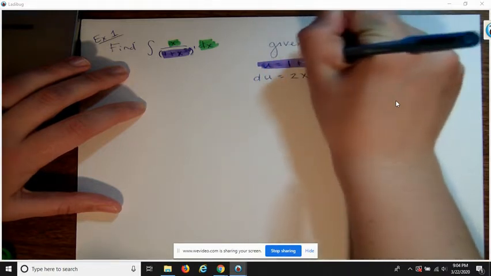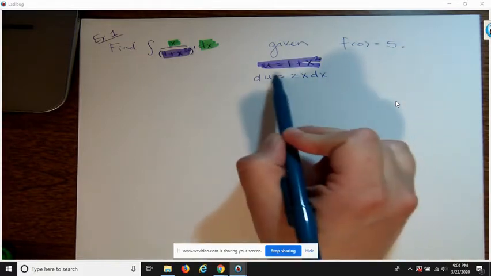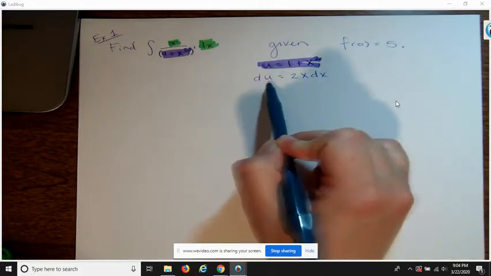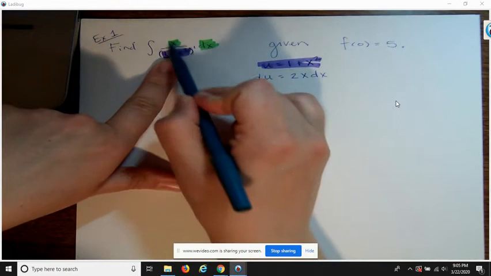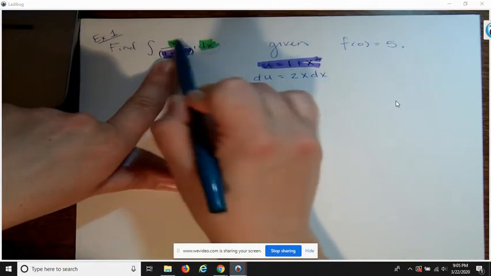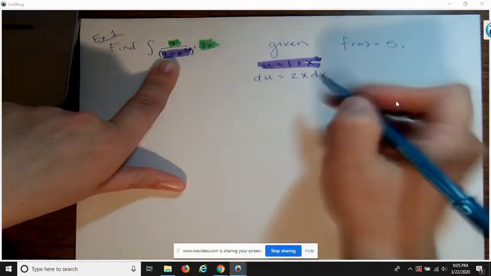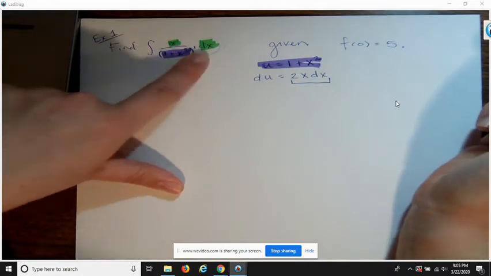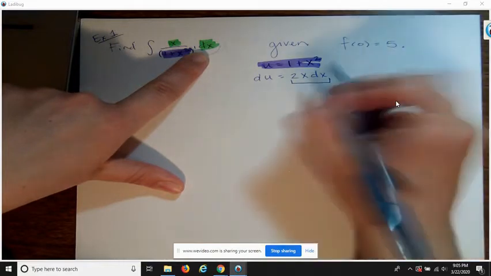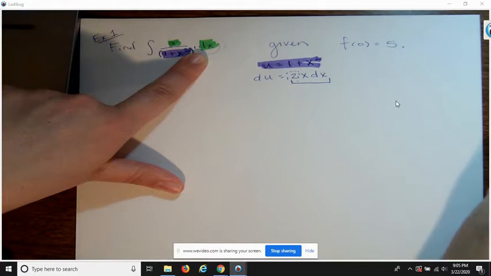What we want to be able to do is basically replace everything with stuff that only has u's, correct? This stuff all has an x in it, and so I want to get rid of it. That's the goal. I want this side of my equation to exactly replace the green stuff. Right now, it is not exactly like the green stuff because of this 2 right here. That's the issue. So now we need to get rid of the 2.